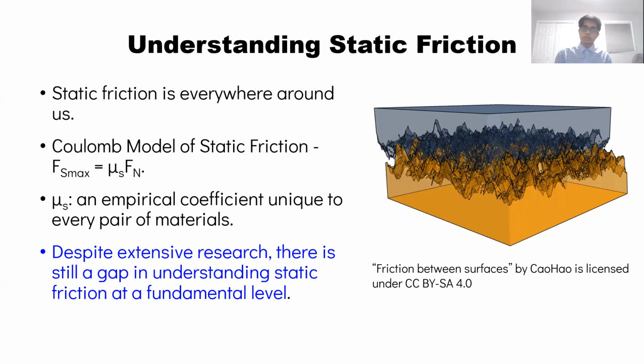The amount of force that you need to put in to move the chair, which is equal to the maximum value of static friction, is given by this equation from the conventional Coulomb model of static friction. Fs max, the maximum value of static friction, equals μs times Fn, where Fn is the normal force that pushes these two surfaces together, and μs is the coefficient of static friction, a dimensionless empirical quantity that's unique to every pair of materials.